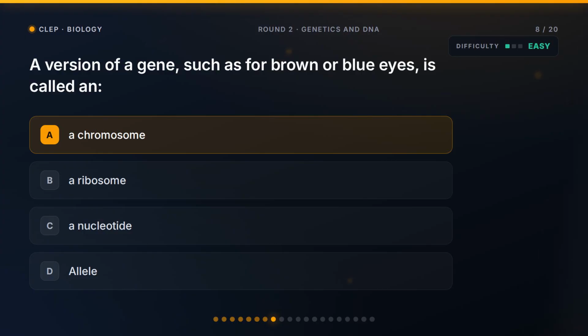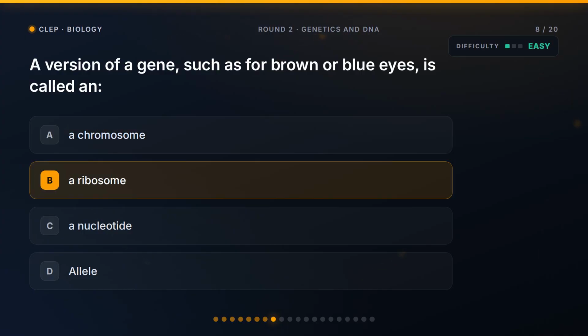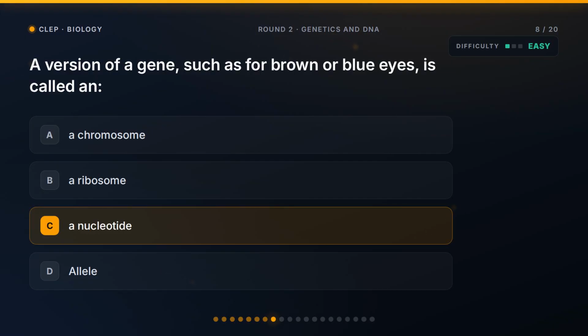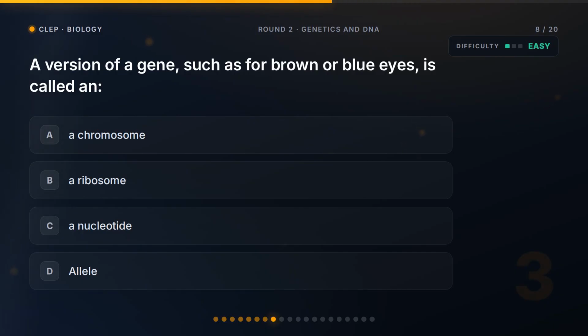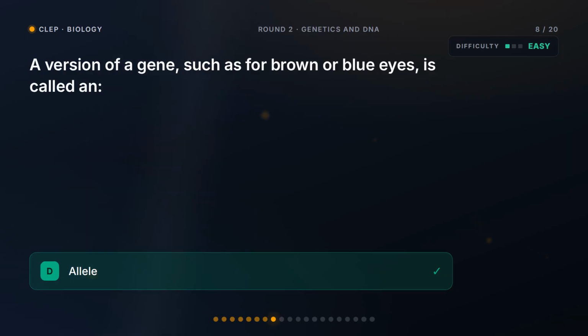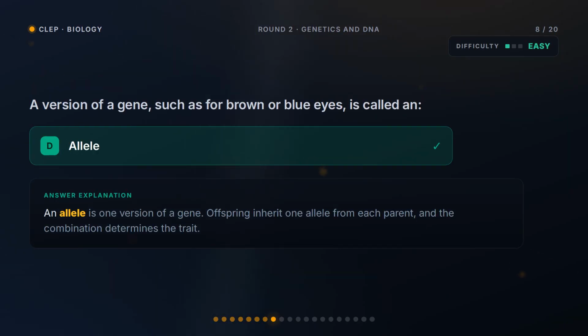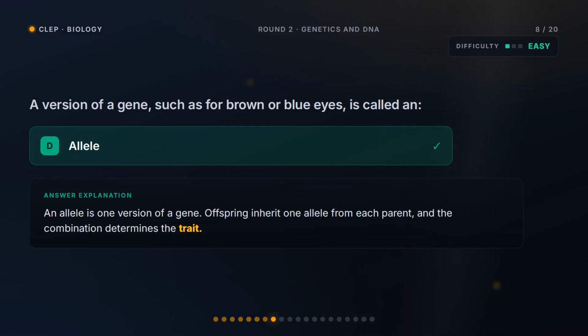Question 8. A version of a gene, such as for brown or blue eyes, is called an A. A chromosome. B. A ribosome. C. A nucleotide. D. Allele. The answer is D. Allele. An allele is one version of a gene. Offspring inherit one allele from each parent, and the combination determines the trait.